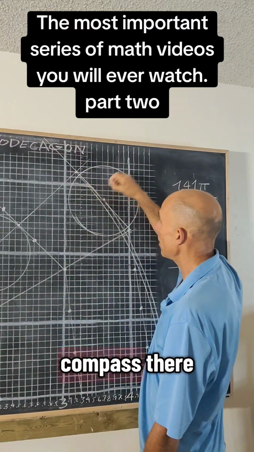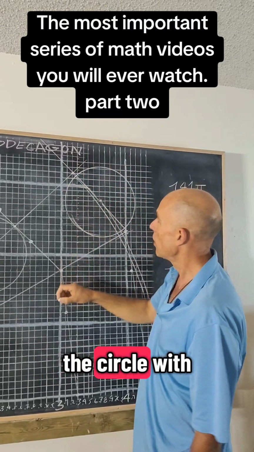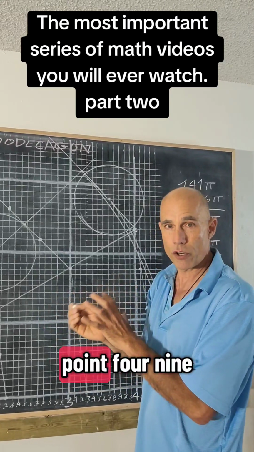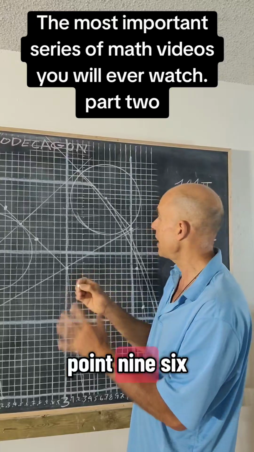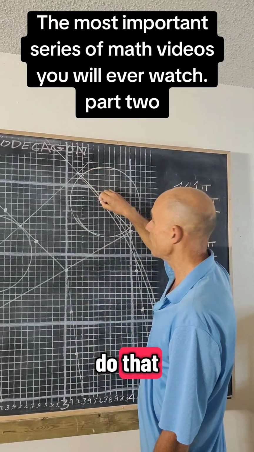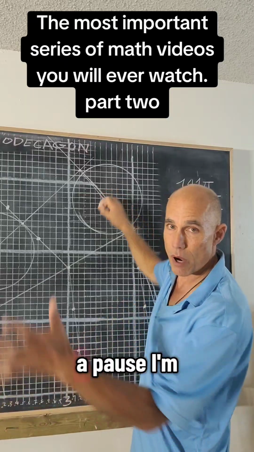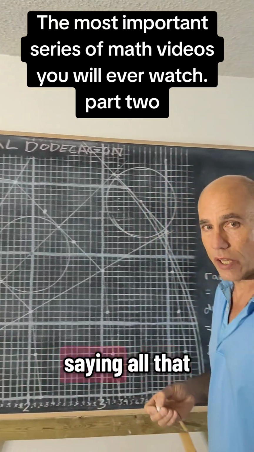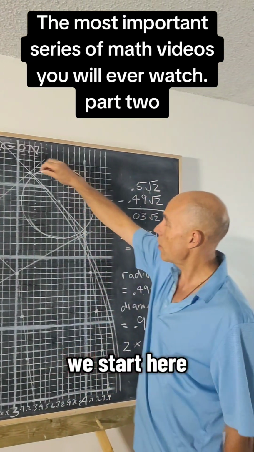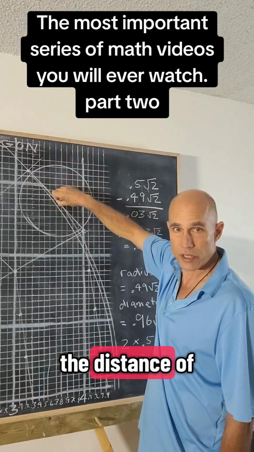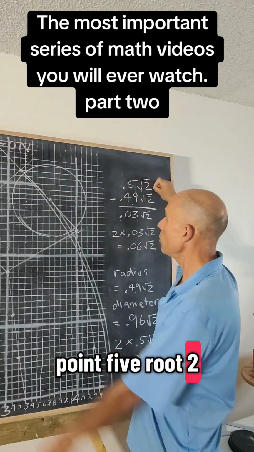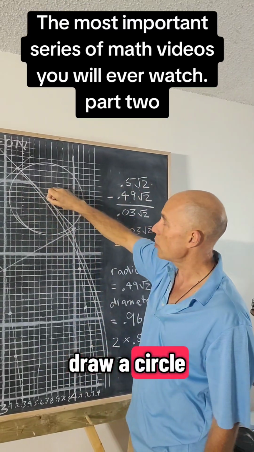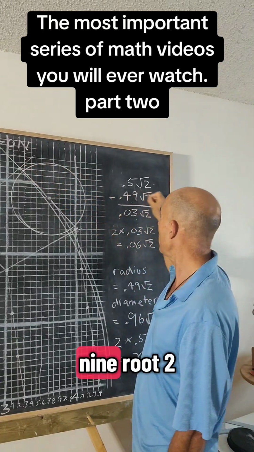We're putting our compass there, and we're drawing this circle with a radius of 0.49 root 2. Remember, 0.49 is half of 0.96. So when we do that, let's just take a pause. I'm going to rewrite my board. Okay, so just saying all that one more time. We start here, we travel along the distance of 0.5 root 2 along the perimeter of the dodecagon, and then we draw a circle with the radius of 0.49 root 2.